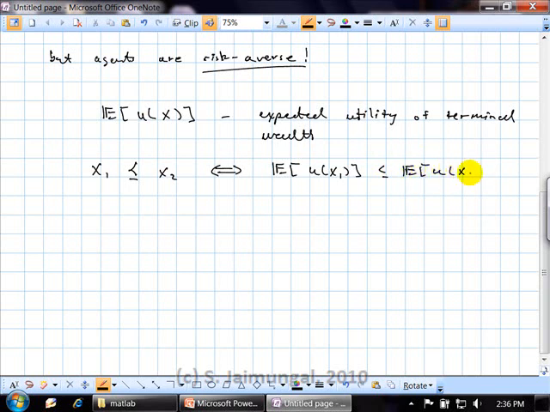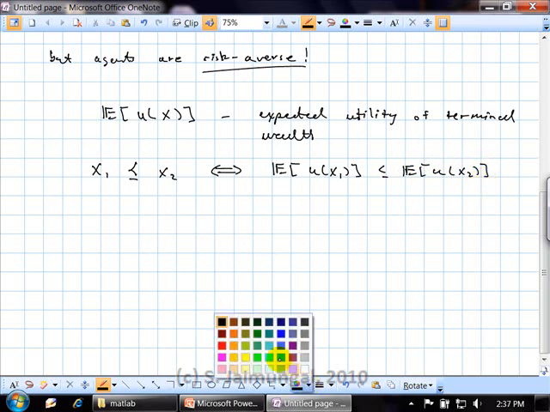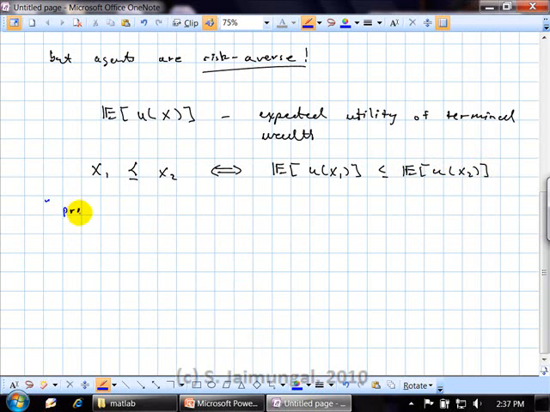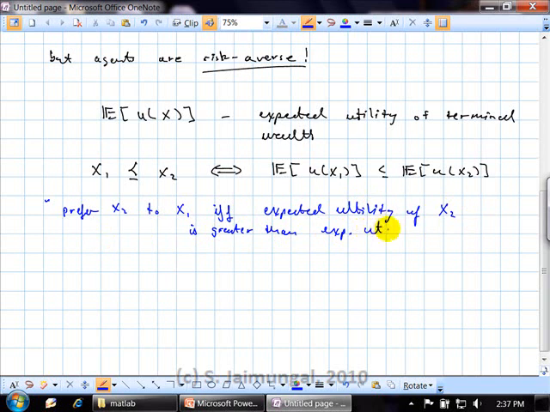There are different choices for that. Okay, so let me write this in English here. I prefer x2 to x1 if and only if expected utility of x2 is greater than, and then we have to talk a little bit about what utility functions actually are, right? Is greater than expected, I'm going to shorthand this, utility of x1. Okay?